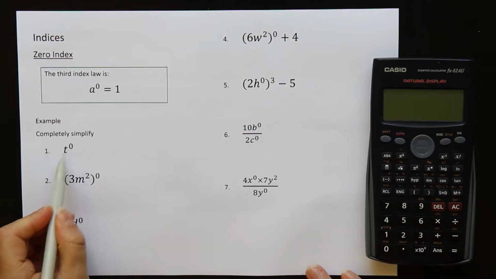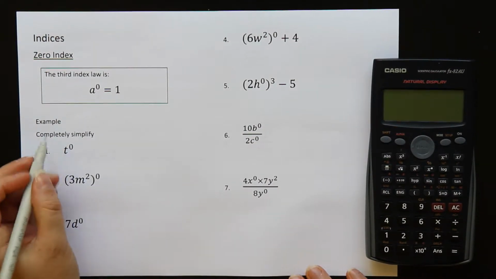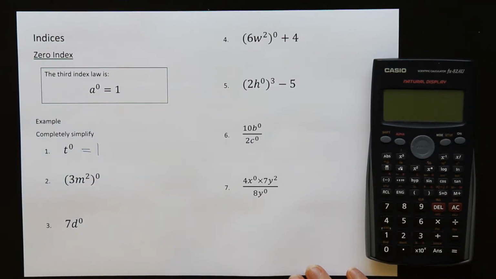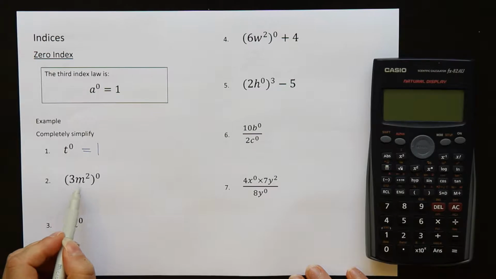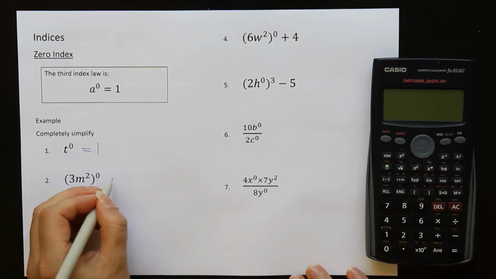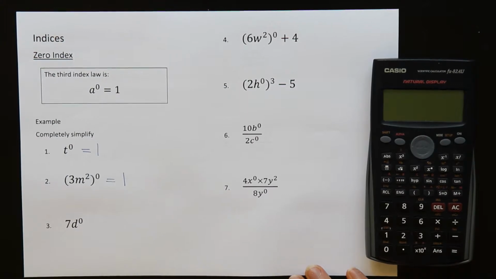Anything that has a power of 0 is equal to 1. So t to the power of 0 is just equal to 1. It doesn't matter how messy or complicated things get down here. If it is all to the power of 0, which is all of that in brackets to the power of 0, then it is equal to 1.